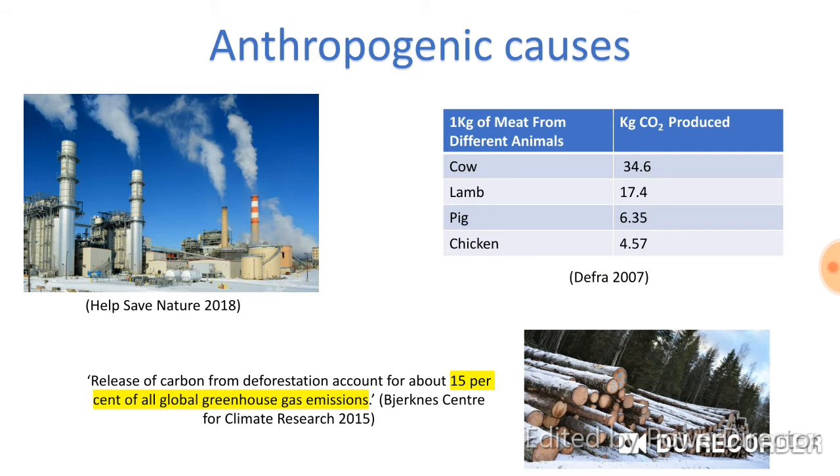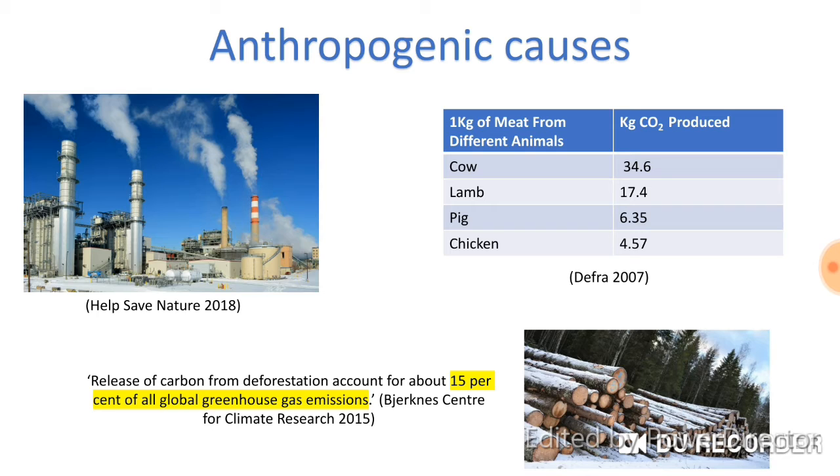Moving on to the anthropogenic causes of climate change. Anthropogenic is the human impact on the environment. For example, burning fossil fuels is the most well-known example of releasing carbon dioxide into the atmosphere, which enhances the greenhouse gas effect, which warms the planet.